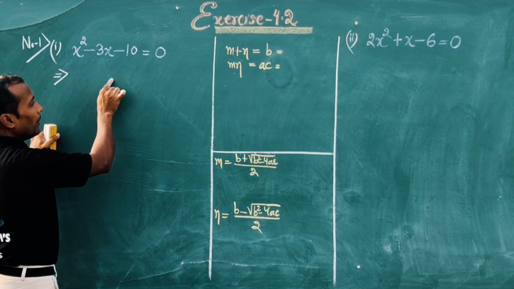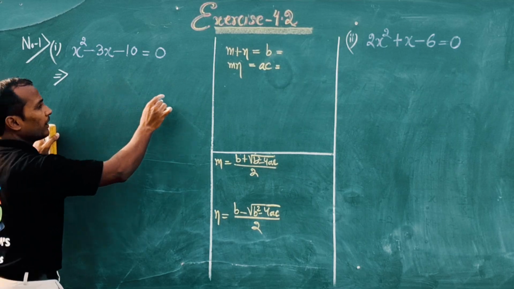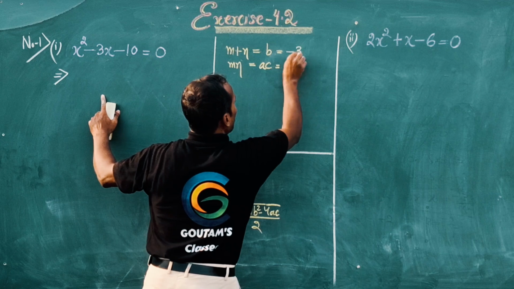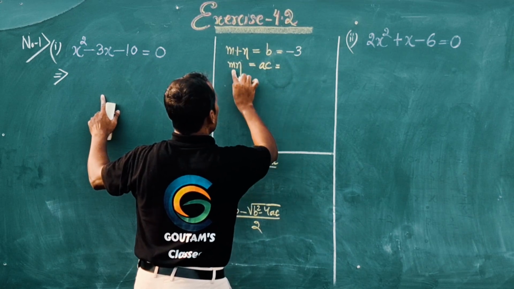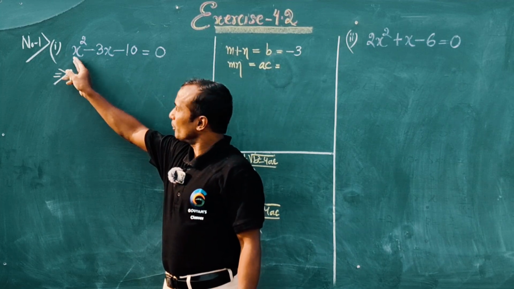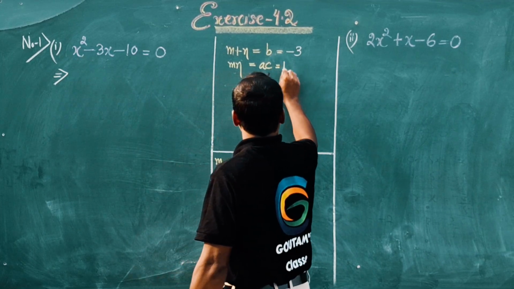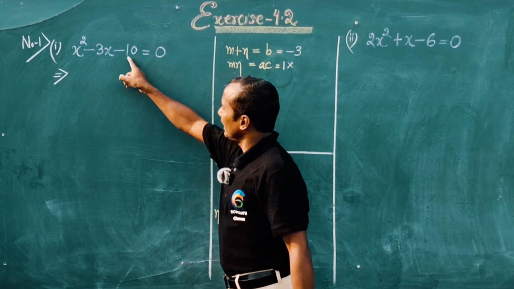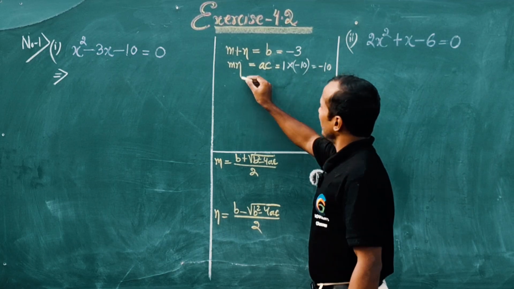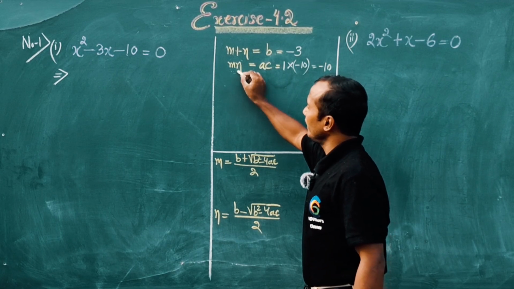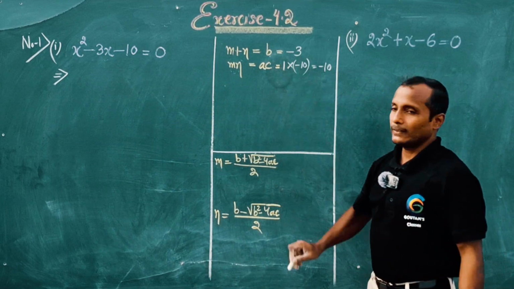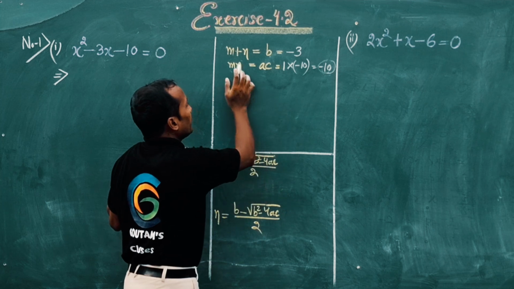As I said, the two parts will carry coefficients m and n. The sum of m and n has to be equal to b. Who is b here? Minus 3. So m plus n must be equal to minus 3, and the product of m and n must be equal to the product of a and c. Who is a, the leading coefficient? The coefficient of x square is 1. So 1 into, who is c? Minus 10. So 1 into minus 10 is minus 10. This means the product of the two numbers m and n, which we will write in place of the middle term, should be equal to minus 10, and the sum should be minus 3. Now your task is to find two numbers m and n.